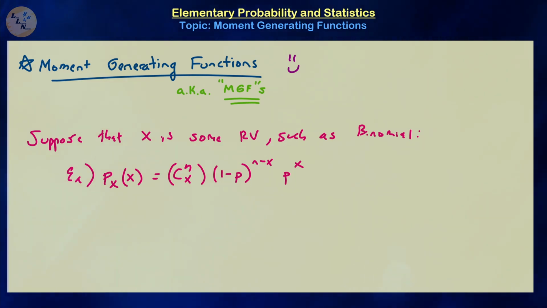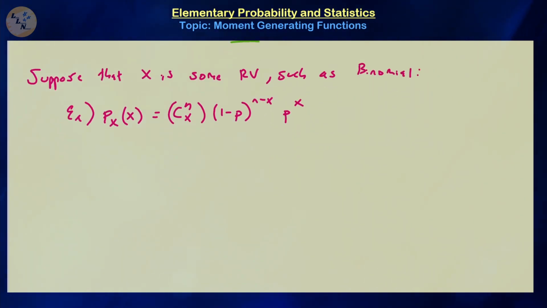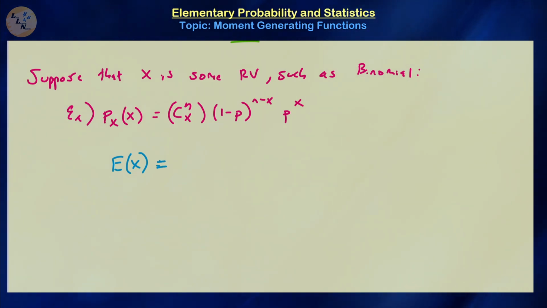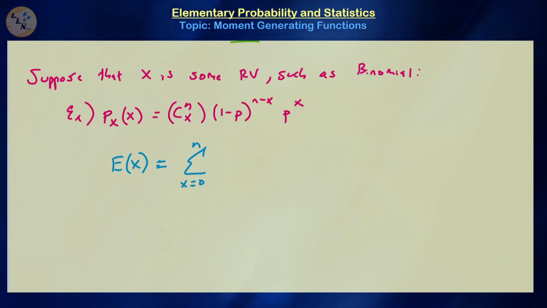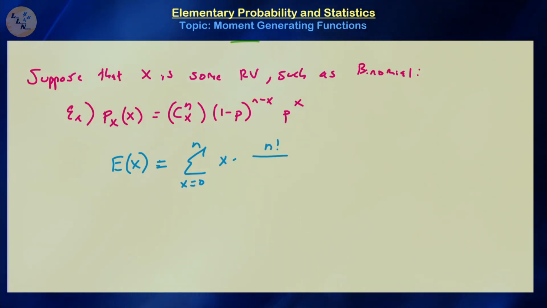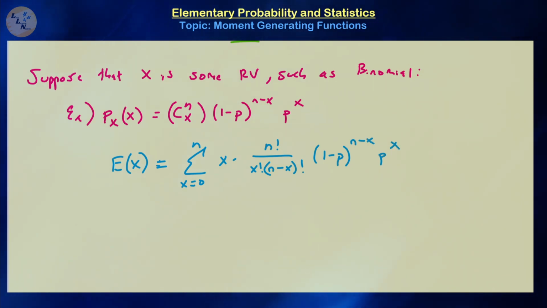So what is the expected value of a binomial random variable? Well, if we don't know the formula for it, we can always use the definition of expected value for a generic discrete random variable. That's just the sum from x equals 0 to the upper limit of n, of x times the probability mass function. That's going to be equal to n factorial over x factorial times n minus x, the quantity factorial, times 1 minus p to the n minus x times p to the power of x.